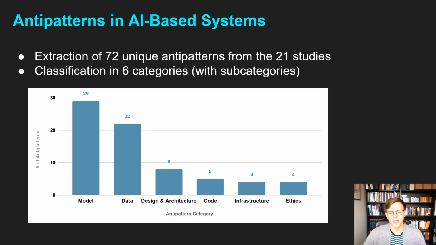Let's start with antipatterns. From the 21 studies, we extracted and synthesized 72 unique antipatterns that we then classified into 6 different categories, with subcategories for the larger ones. The most prominent categories were model and data antipatterns, where the majority of the antipatterns are located. We have also smaller categories, namely design and architecture, code, infrastructure, and ethics antipatterns. Let's have a look at the 3 largest categories.